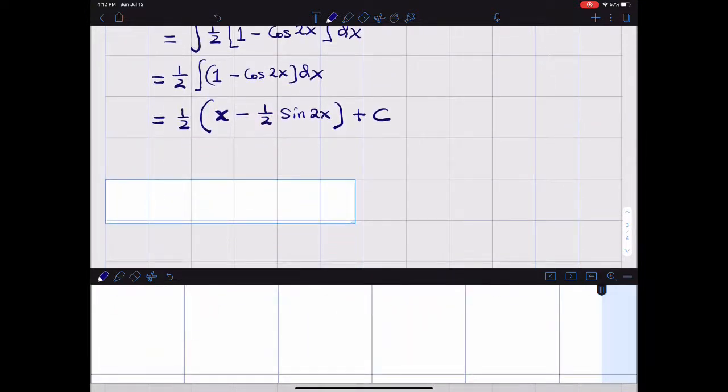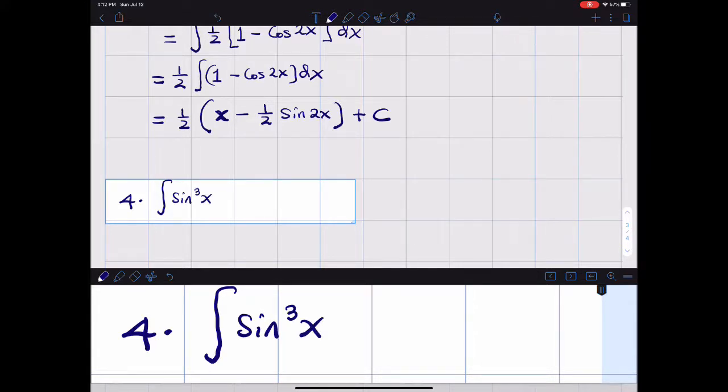Now I want you to try another one. Well, let's do it together. This is the integral of sine cubed x cosine to the power of negative 2 x dx.